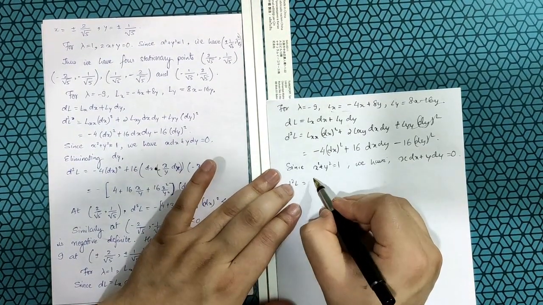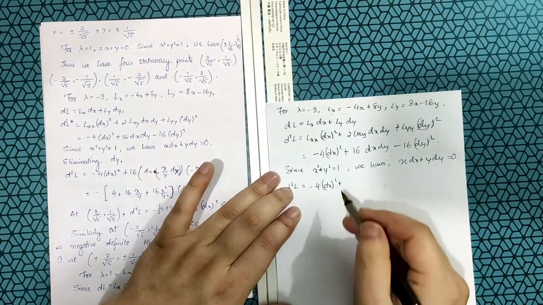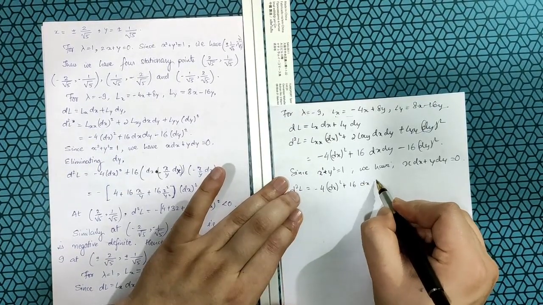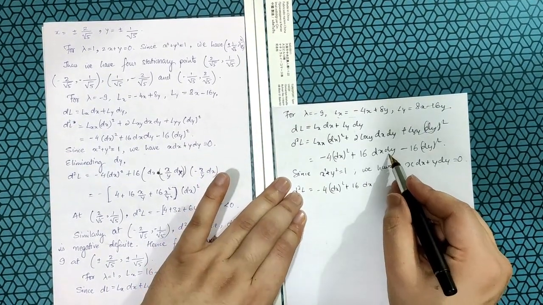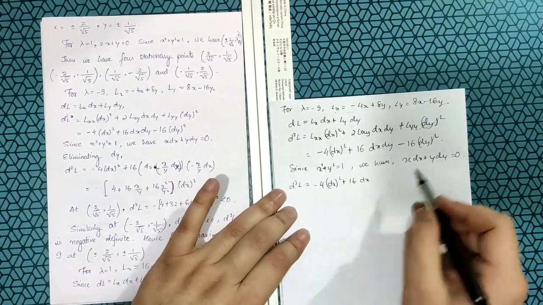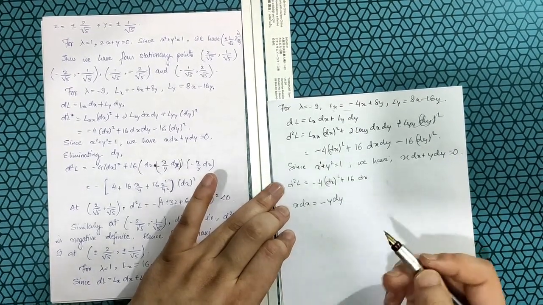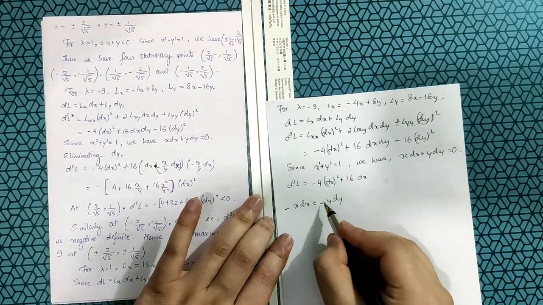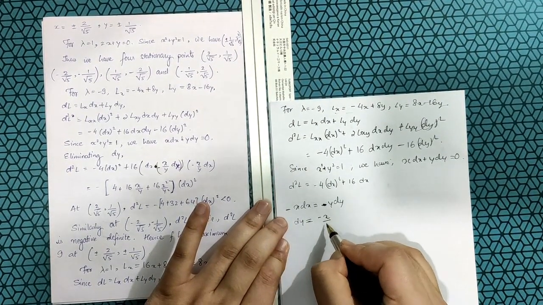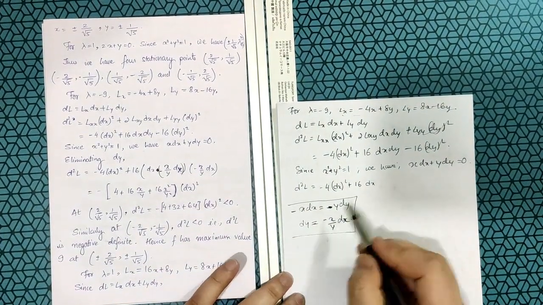d2L is equal to minus 4 dx square plus 16 dx square, like that only. And if we put the value of dy, see here, x dx is equal to minus y dy, or we can write minus here, and again dy is equal to minus x by y dx, right?